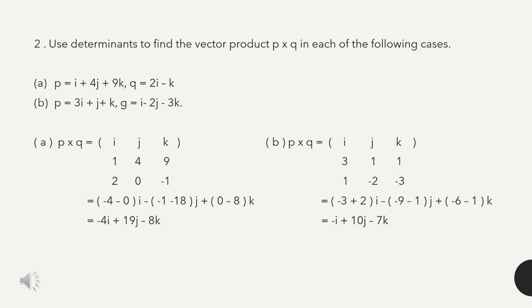B. P equals 3I plus J plus K. Q equals I minus 2J minus 3K. B. P times Q. The result is -K plus 2I minus -9 minus 1 J plus -6 minus 1 K. The answer is -I plus 10J minus 7K.